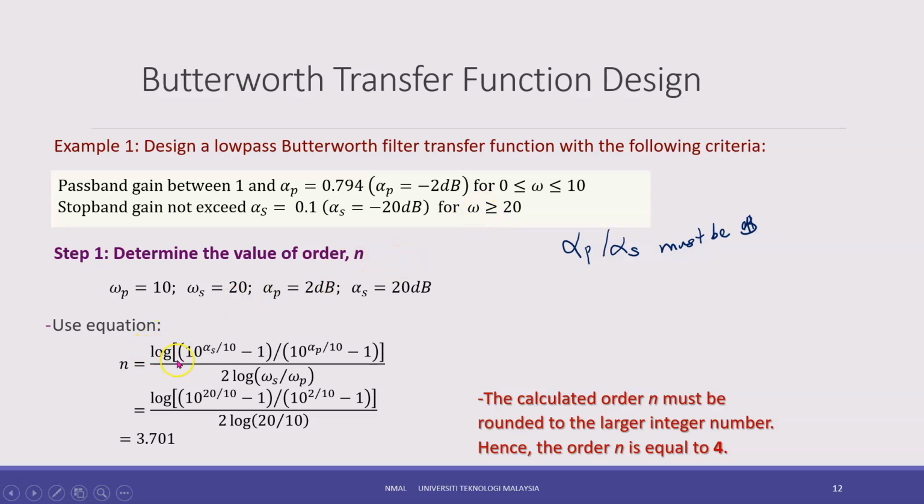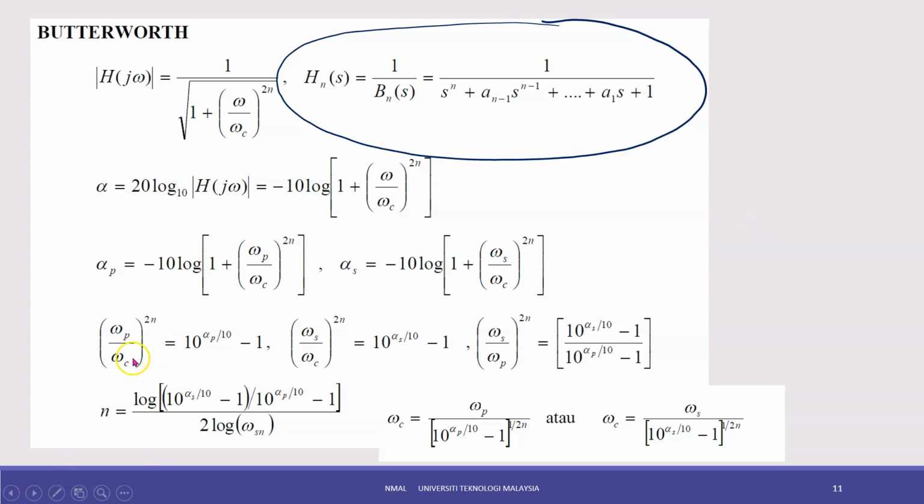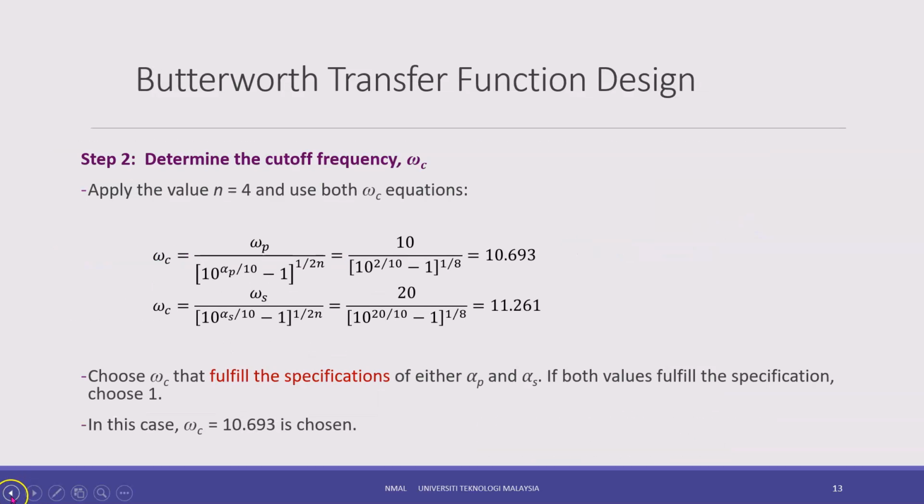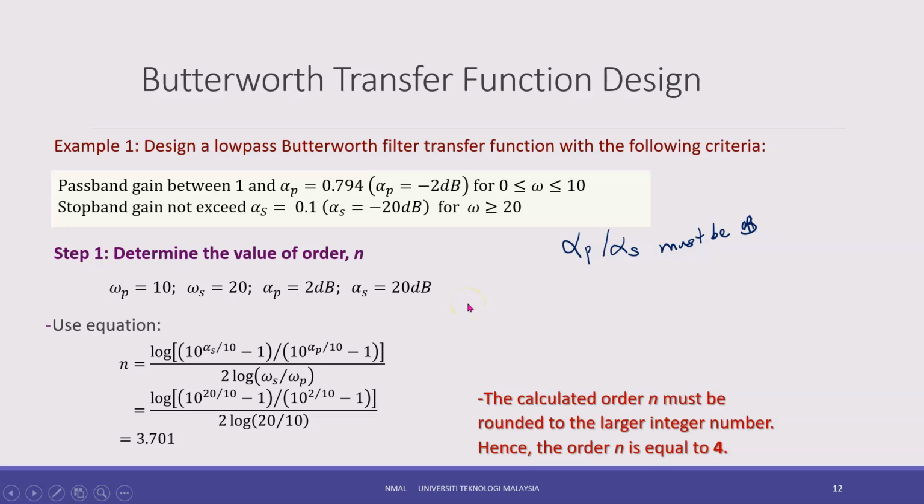So use this equation. Put in the value of omega S, alpha S and alpha P. If you look at the equation here, this is divided by omega Sn. I didn't put the omega Sn equation here, however, you can find it from your list of formula. For low pass filter, omega Sn is given as omega S divided by omega P. So we put in the value of alpha S, alpha P, omega S, and omega P, and we find out that n is equal to 3.701.